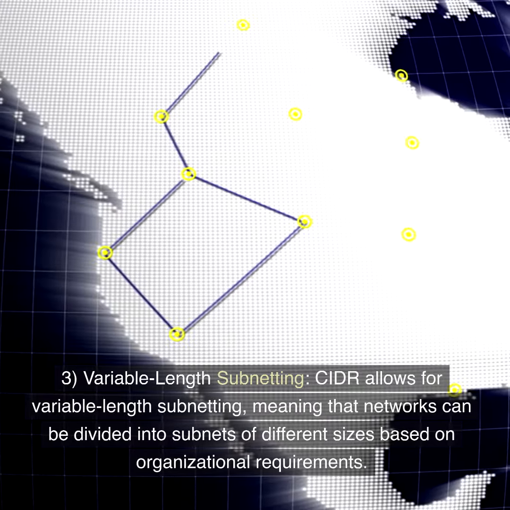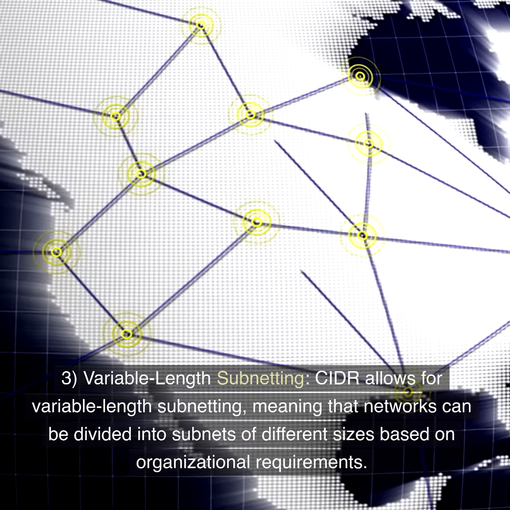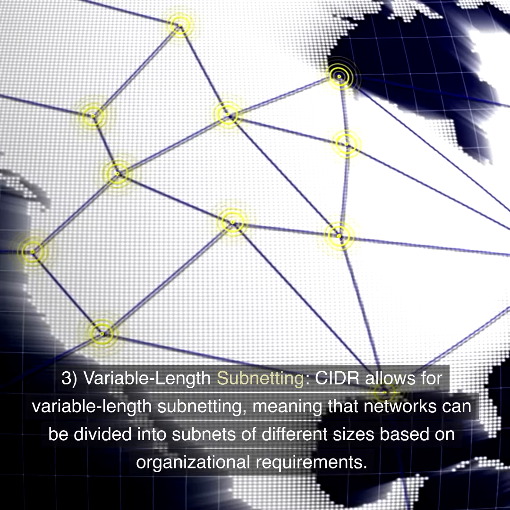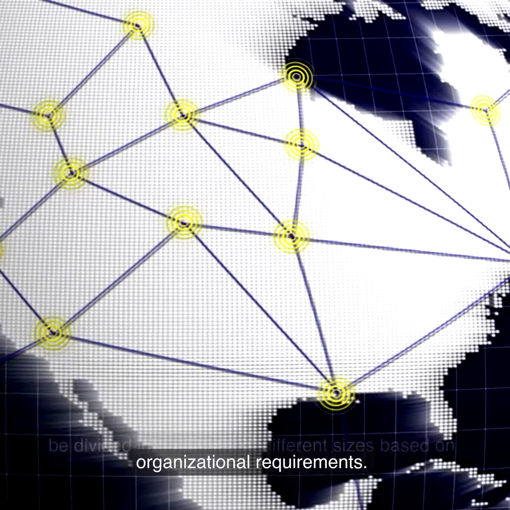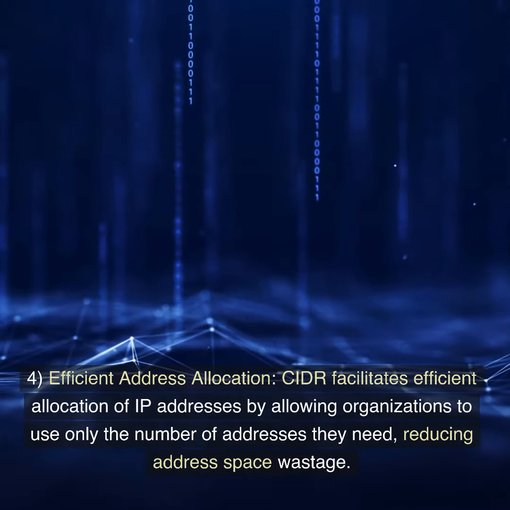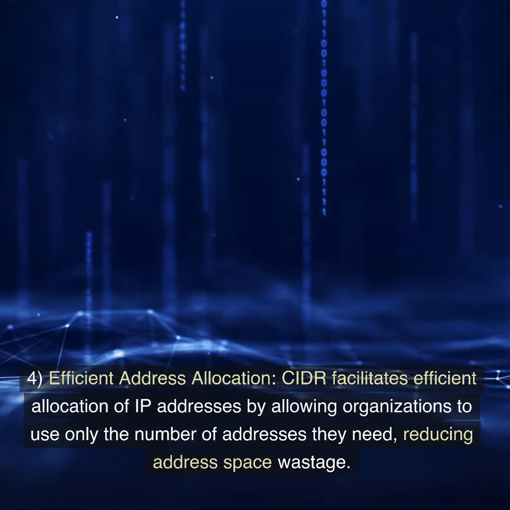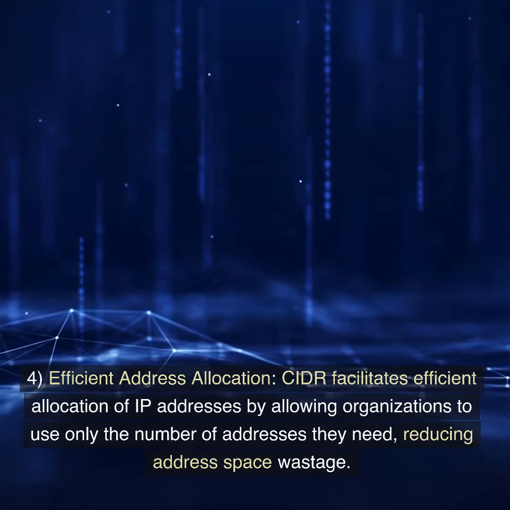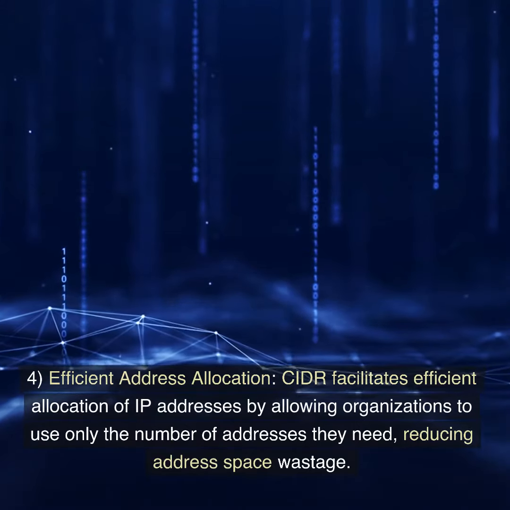3. Variable length subnetting. CIDR allows for variable length subnetting, meaning that networks can be divided into subnets of different sizes based on organizational requirements. 4. Efficient address allocation. CIDR facilitates efficient allocation of IP addresses by allowing organizations to use only the number of addresses they need, reducing address space wastage.